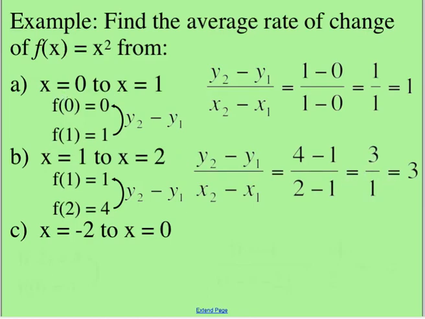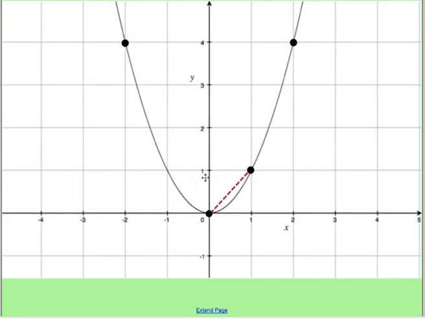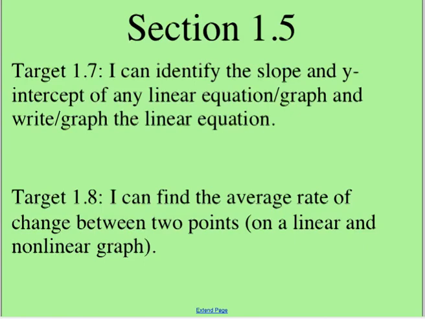So let me show you on a graph real quick what we just found. So in letter A, we wanted the rate of change between 0 and 1. So we know that the parabola is curved. We have to draw a secant line and then find the slope of that. And the slope of this red dotted line is just 1. The next part said to find the rate of change between an x value of 1 and an x value of 2. So I'm going to draw a secant line between these 2 points and find the slope of it. If I counted over 1 and up 3, I would get a slope of 3, which is what we calculated on the previous slide.